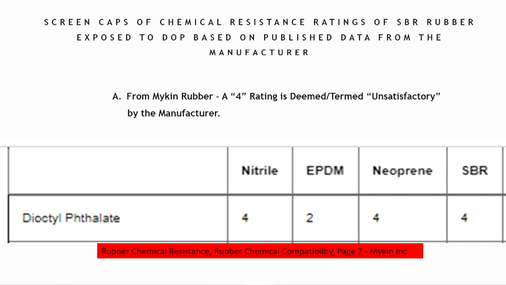Mica rubber has been around for 30 or 40 years. Basically, here's dioctyl phthalate. That's our friend, the plasticizer. It was a very commonly used plasticizer. Not so much today, but it's chemically basically identical to what's being used today. You look at SBR rubber, and we got a 4, which means unsatisfactory. Well, that would tell me that it's probably not a really good idea to put together something that can release a phthalate like this onto SBR rubber.